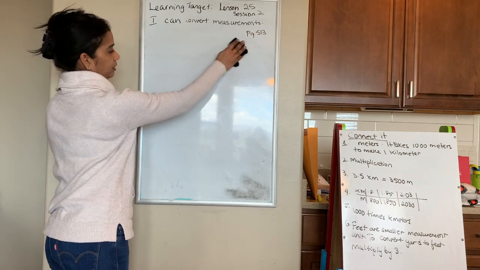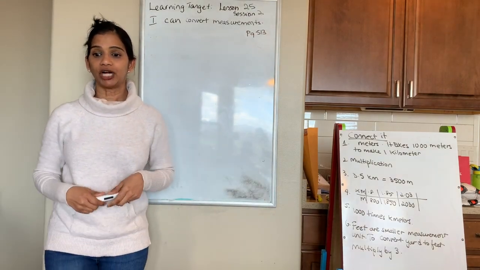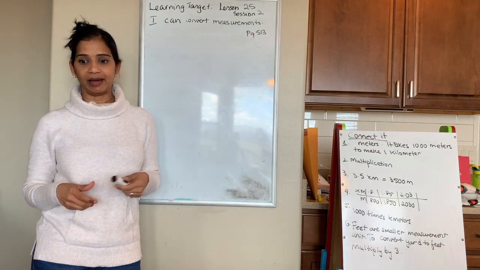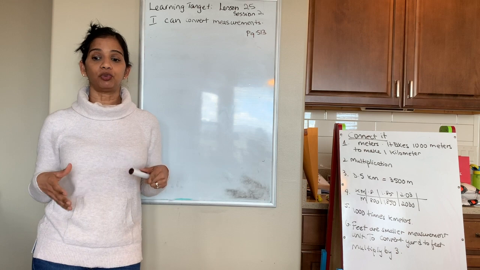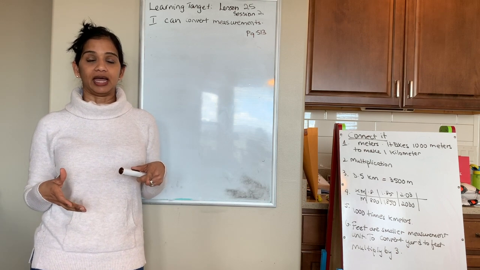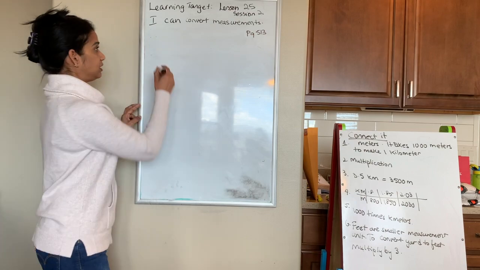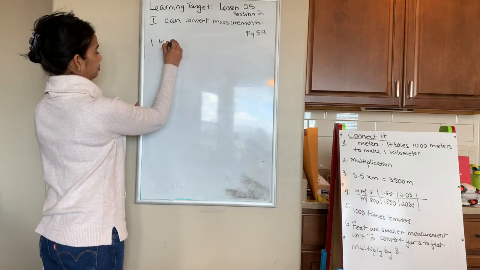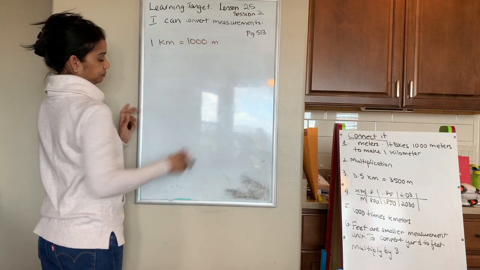I want you to read that. I'll read it with you. In some parts of the world, travel distances on road signs and maps are given in kilometers. How many meters are there in 3.5 kilometers? And it gives you that 1 kilometer is equal to 1,000 meters.